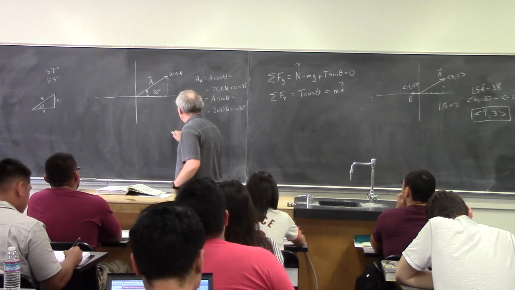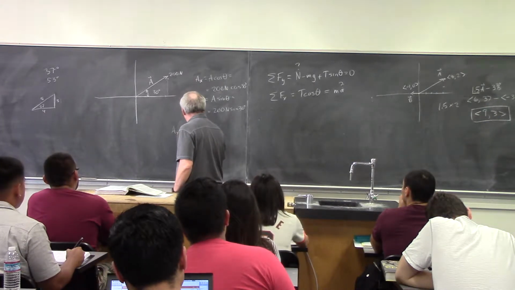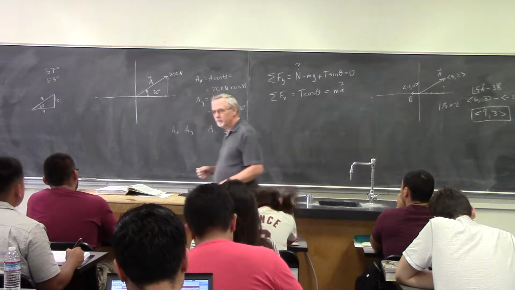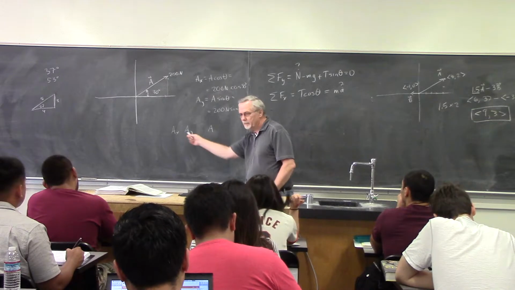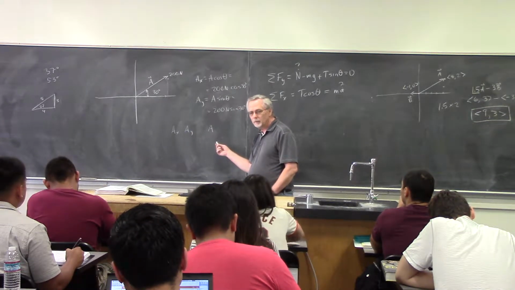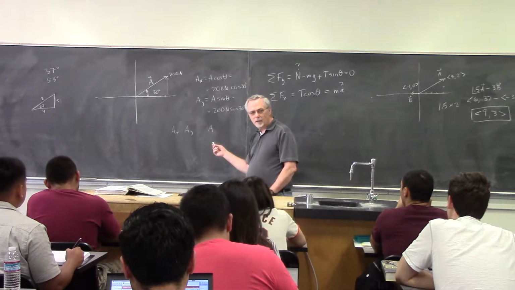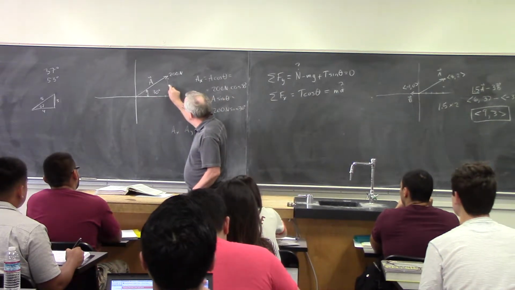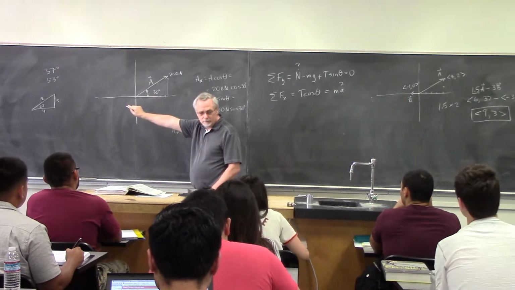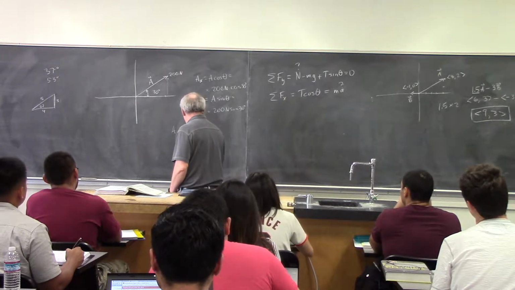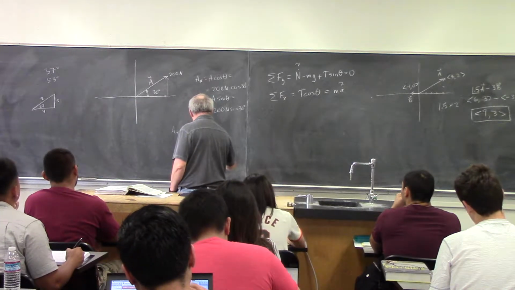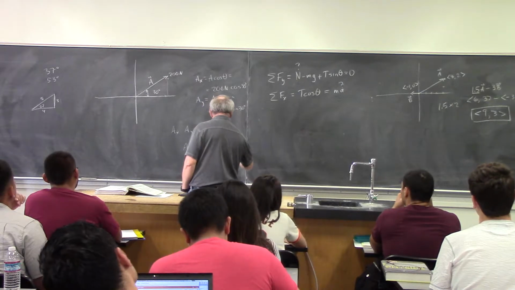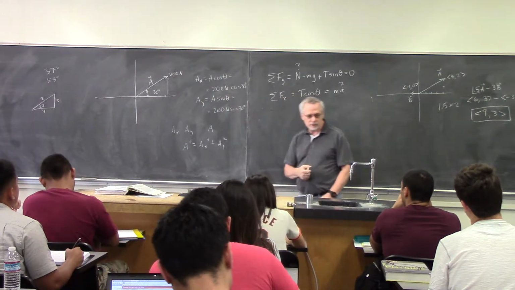But if I did know what A sub x and A sub y equal, how do I get A back again? If I started knowing the components, how do I go back to polar? It's called the Pythagorean theorem. All right. If I know the sides, how do I find the hypotenuse? A squared equals A x squared plus A y squared. All right, just the Pythagorean theorem.